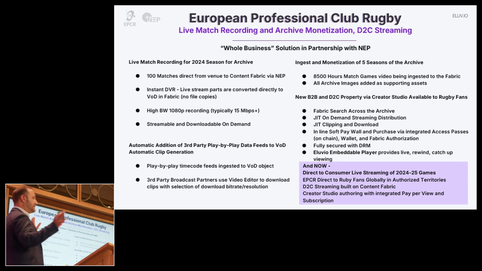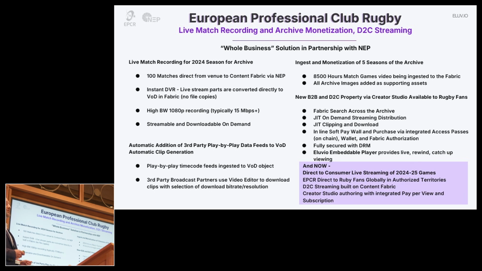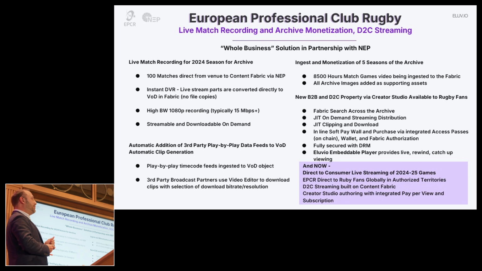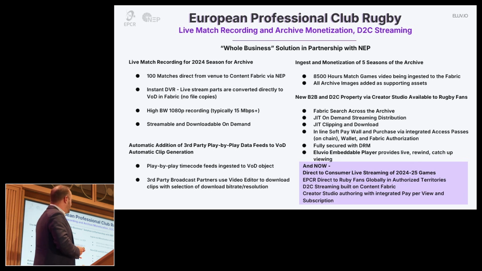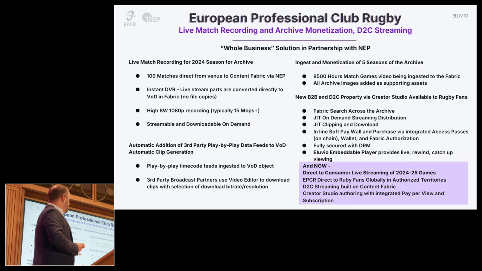Just coming back to this, and this is a lot of information. It's here so that you can consume it afterwards. There are just a few things on this slide that I want to point out without going into too much detail. 100 matches are served directly from the venue to the Content Fabric via NEP. There's DVR, like I said. That means depending on your rights, you can scroll through the content, the same video object, all based on your access rights. There are also third-party broadcast partners that we, of course, use. Ingest and monetization of 5 seasons of the archive is something that we're doing for them now.